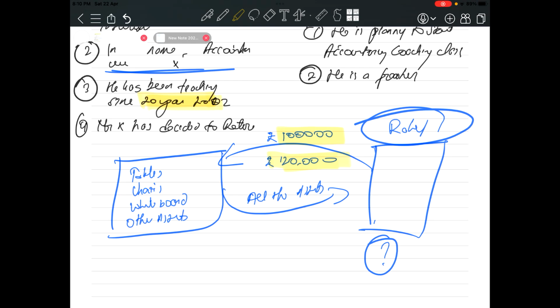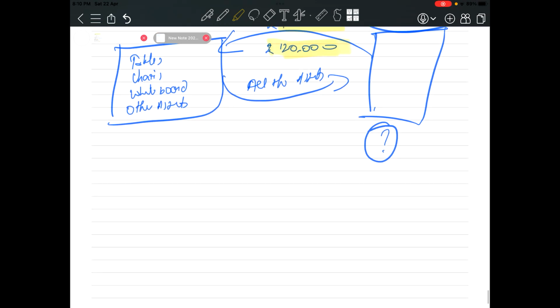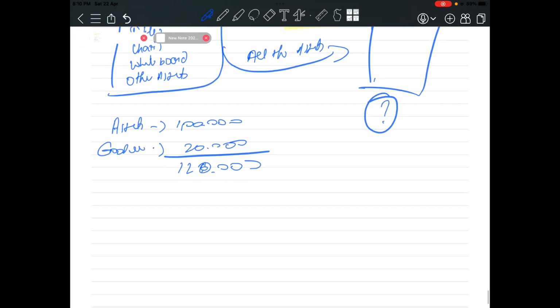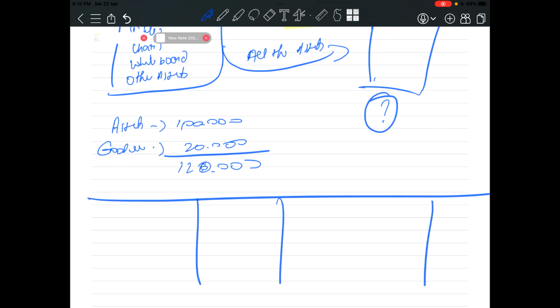So this amount of 20,000 which you are paying me is not for the assets, it's for the goodwill. For the assets you have paid 1 lakh rupees. Now the total you have paid is 1,20,000. So this 20,000 will be for goodwill. So the total amount which you will pay to Mr. X is 1,20,000. Now in your balance sheet, how will you recognize this? Assets will be 1 lakh rupees, and goodwill will be 20,000. This kind of goodwill is called purchased goodwill. I hope this is clear.